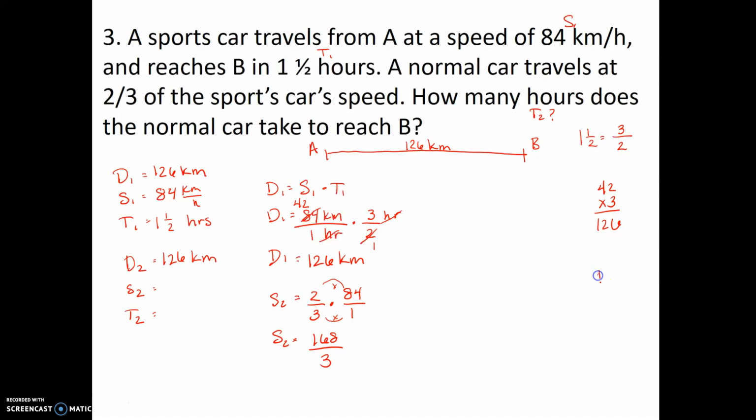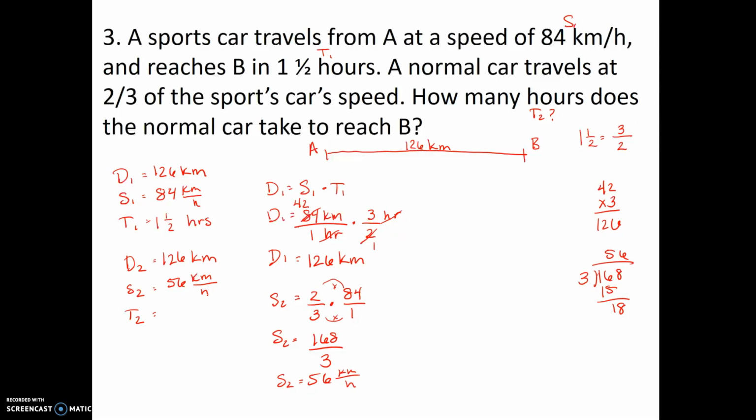So let's see what that is. Let's divide that over here. 168 divided by 3. 3 goes into 16 5 times. And then 3 goes into 18 6 times. So my speed 2 is going to be 56 kilometers per hour. So we'll fill that in over here.